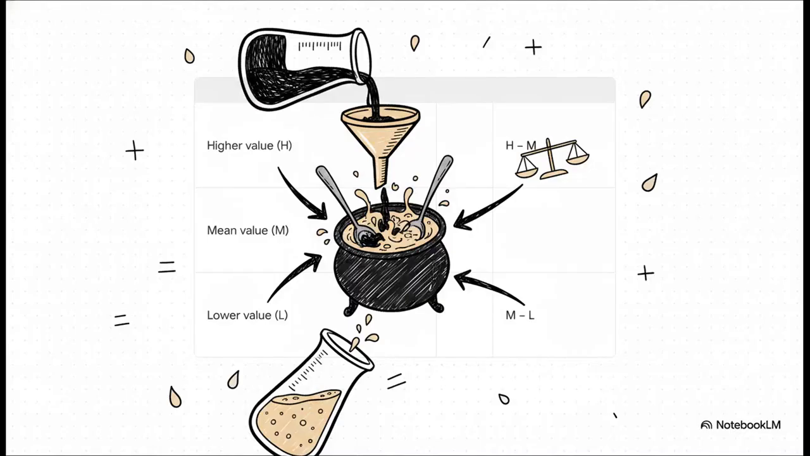You just draw it out like this, put the higher value up top, the lower value on the bottom, and that target mean value smack dab in the middle. Then you just subtract across the diagonals, higher minus mean and mean minus lower. And boom, those 2 numbers you get are the exact ratio of the 2 things you need to mix. It is so clean, it's unbelievably fast, and you absolutely need to know it.